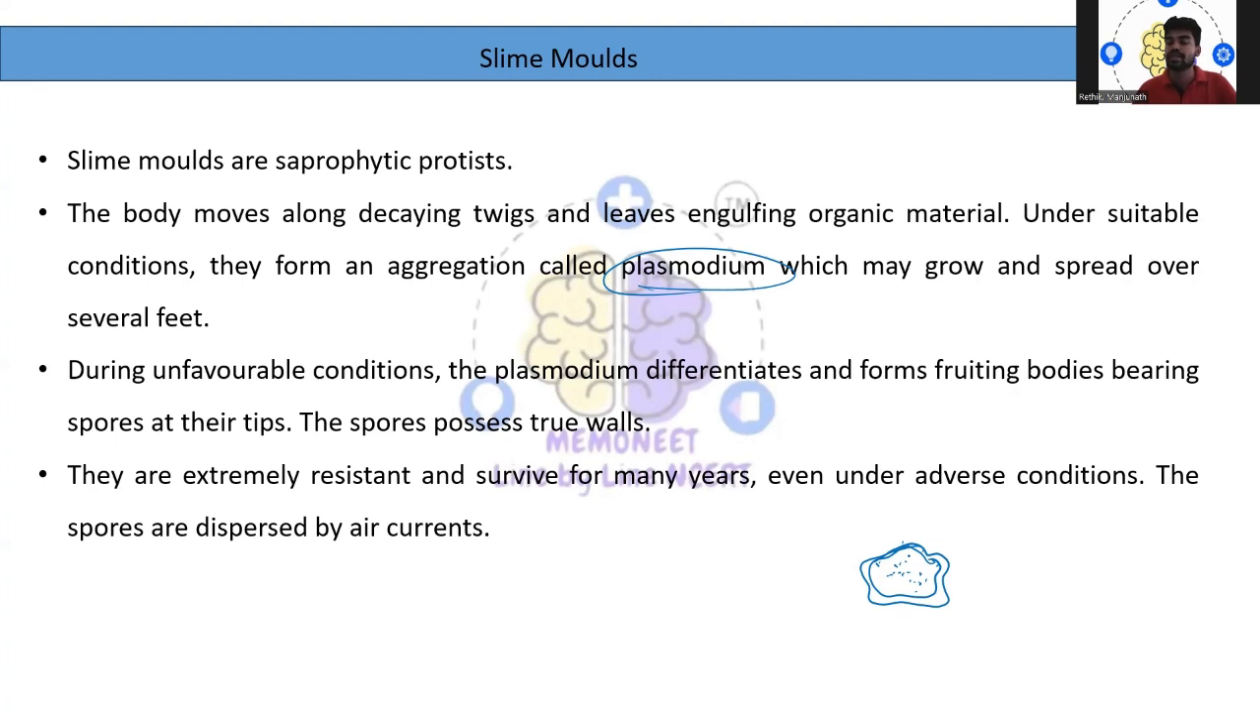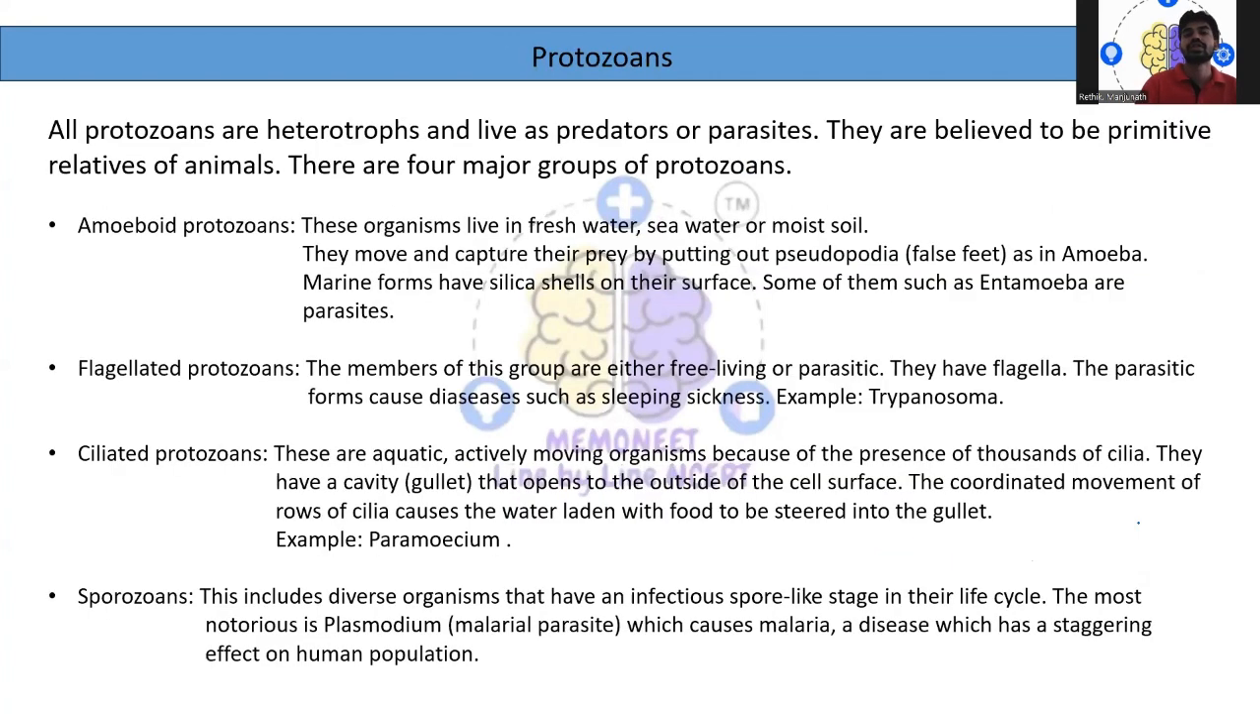So these spores possess what? True walls. Okay. So they're extremely resistant and they can survive in very adverse environmental conditions for many, several years. Okay. Under unfavorable condition. And once the adverse condition passes, what happens? The spores get dispersed by the air current and reach somewhere else, and there they start to develop as individual slime molds.